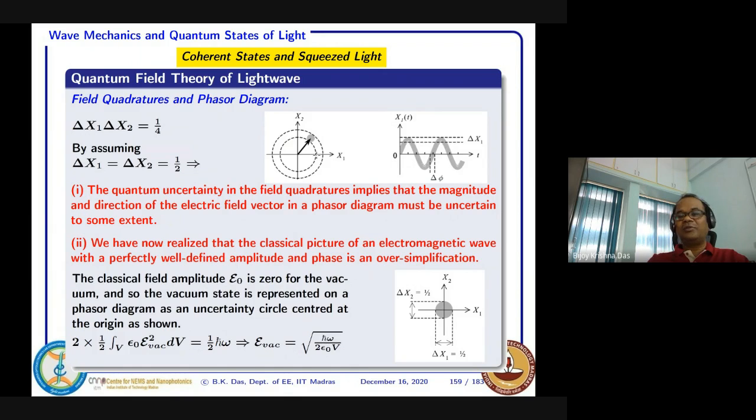Delta x1, delta x2, because it is in a phasor diagram, I just collapse this one, then it will be at the origin. So you have delta x1 and delta x2. That means that type of fluctuation field is there always, even in the vacuum. That is actually the heart of your quantum electrodynamics.